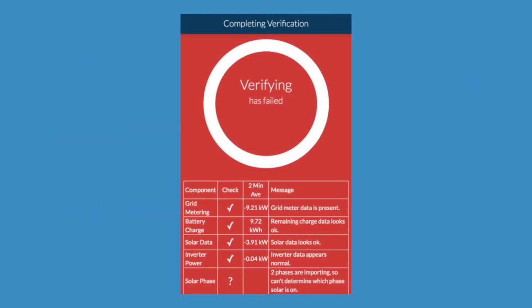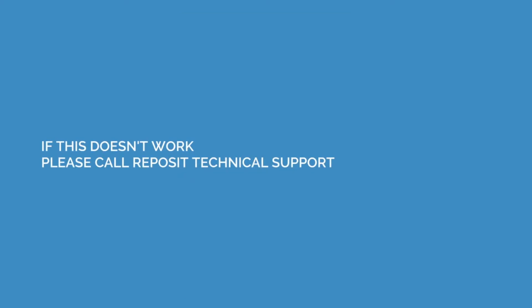If there is data that Reposit suspects may be incorrect, such as no data on a phase or component, we will alert you with a red screen and identify the component that is failing with a question mark or a cross in the check column. Please check the recommendations given in the message column and verify again. If this doesn't work, please contact Reposit technical support.